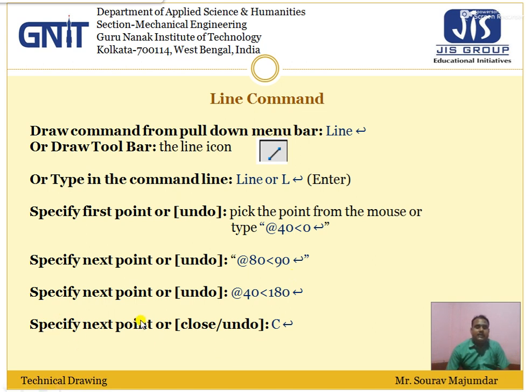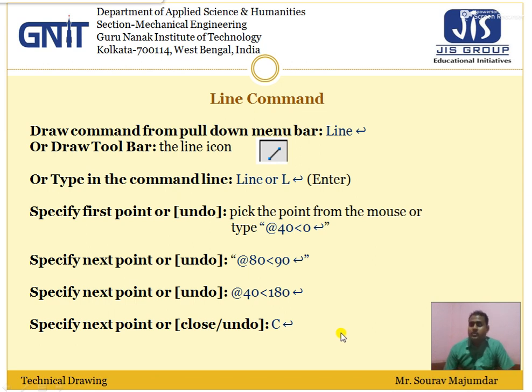Similarly, specify the next point. I will choose the next point like @40<180. In that way I can take n number of lines at my choice, and after that I will press close or undo, U, enter. Automatically I will escape from the line command.